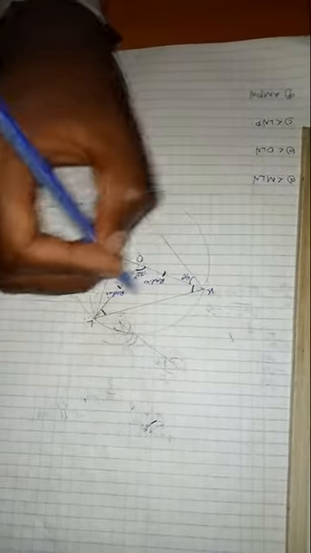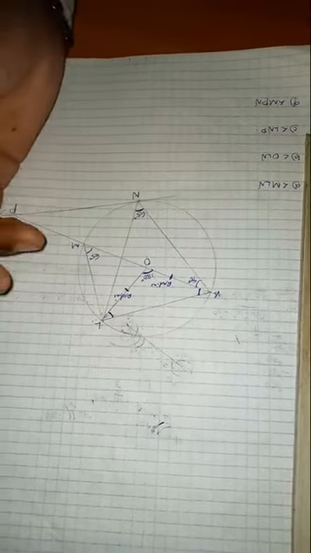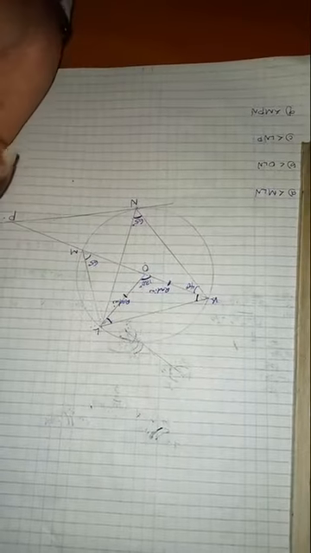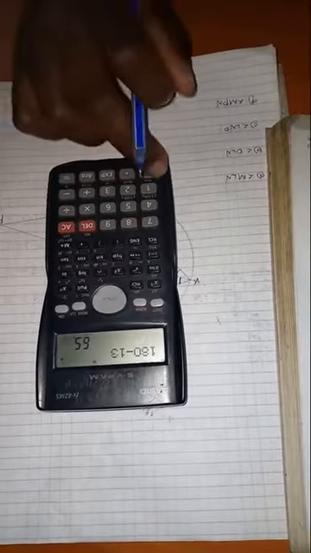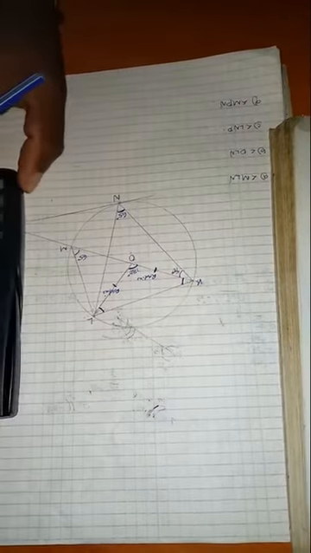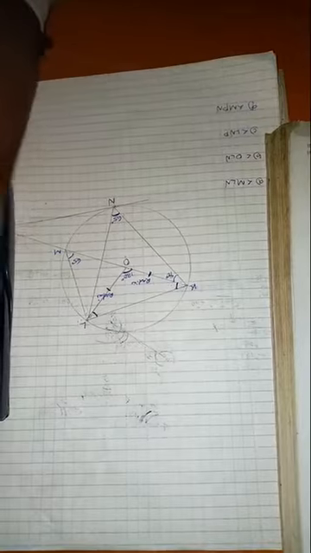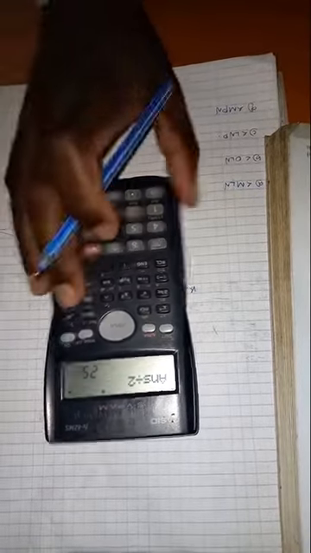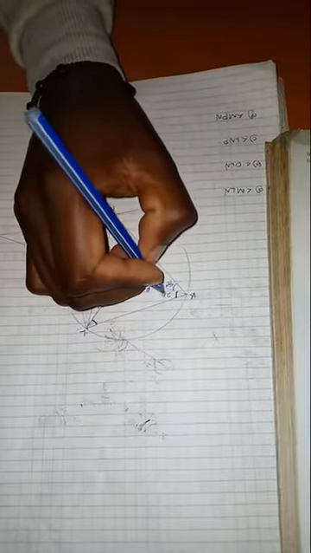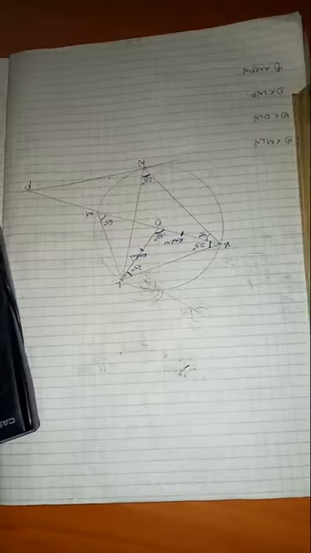For you to get the base angles, you need to take 130 and subtract it from 180. So 180 minus 130, that is 50. So both angles add up to 50. If you need to get individual angles, you divide by 2, 25. So this angle here is 25 degrees, 25 degrees.